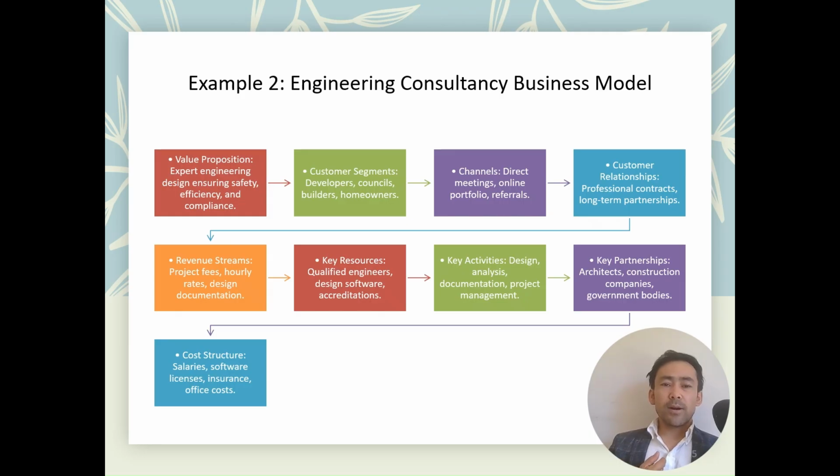The cost structure of an engineering firm, of course, includes costs associated with salaries, software licenses, insurance, office costs, and many bills that they must pay monthly in order to maintain their profitability, in order to operate that particular business and create value and profits.